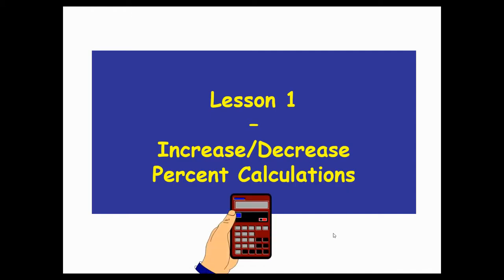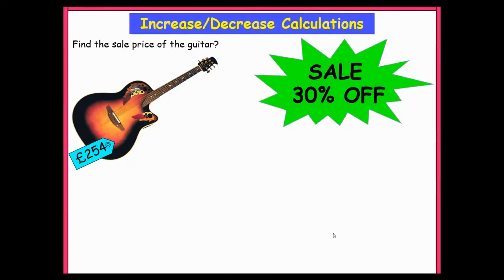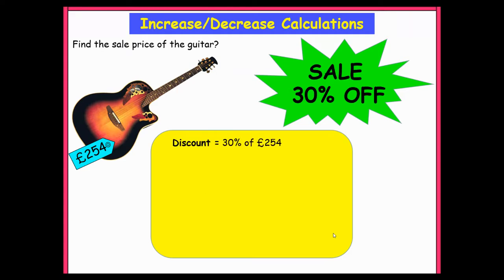Lesson 1, increase, decrease percent calculations. We are going to use a calculator, so make sure you've got one at hand. So find the sale price of this guitar. We can see the sale price is 30% off, so we're going to find 30% first. So that means it's 30 per 100, divide by 100 times 254. And this is what appears in your calculator, but remember it's money, so we need 2 decimal places, so make sure you put the 0 in.